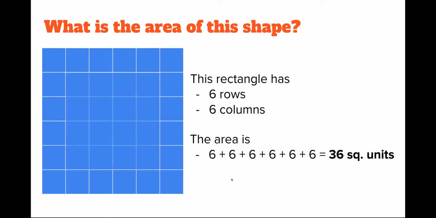Let's check our work. Let's reveal it and now count, because we know the other strategy is just to count the tiles. 1, 2, 3, 4, 5, 6, 7, 8, 9, 10, 11, 12, 13, 14, 15, 16, 17, 18, 19, 20, 21, 22, 23, 24, 25, 26, 27, 28, 29, 30, 31, 32, 33, 34, 35, 36.